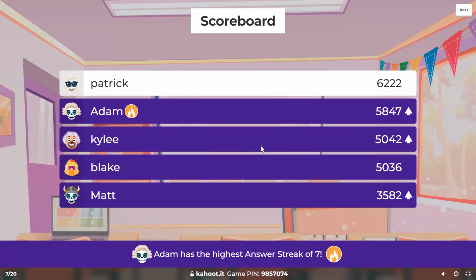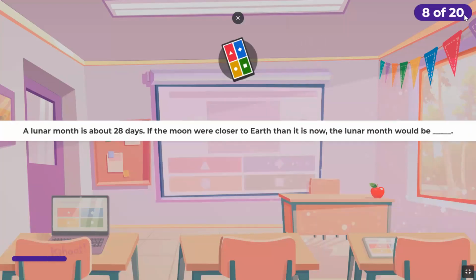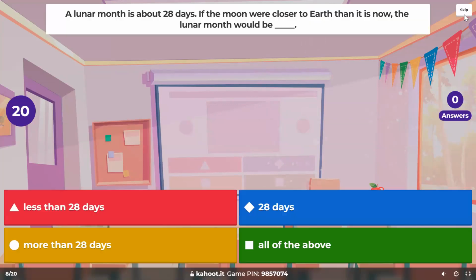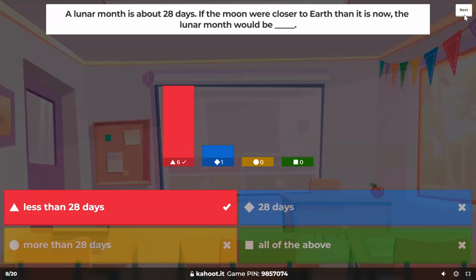All right, Matt, Blake, Kylie, Adam, and Patrick. A lunar month is about 28 days. If the moon were closer to Earth than it is now, then what would a lunar month be? Oh, yeah, okay, nice. Less than 28 days.